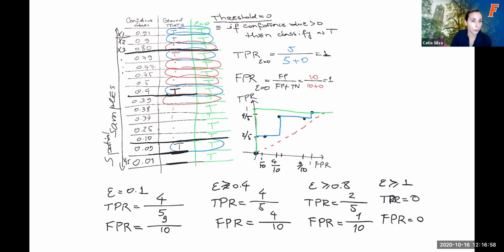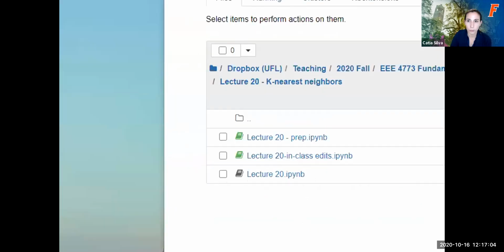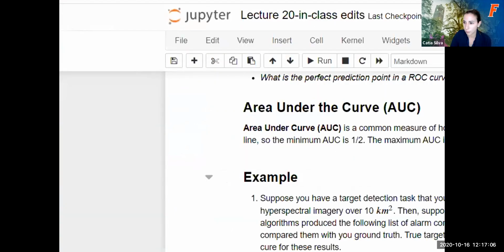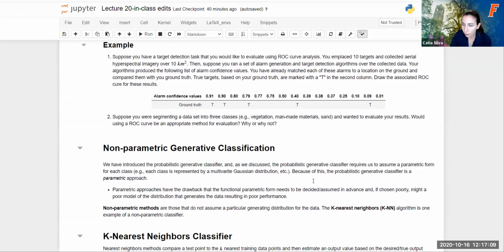Okay, so let me switch to notes. Now, suppose that you're segmenting the data set into 3 classes. So you take the same pictures and you're trying to segment it into whether there's vegetation, man-made materials, or sand. And you wanted to evaluate your results. Would using a ROC curve be an appropriate method for evaluation? What do you think?